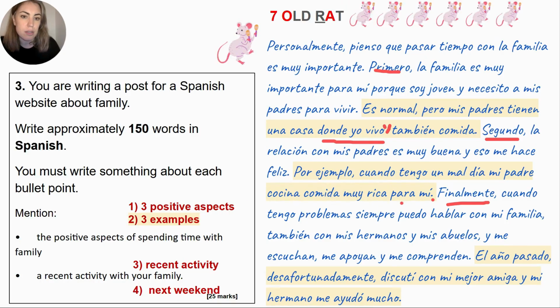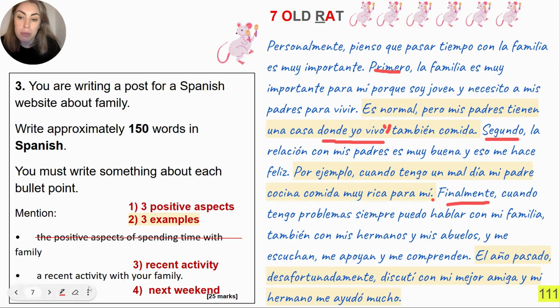Okay, in total, this is like 111 words. It's a lot, I know, but it was 7 lines for the positive aspects and like 6 lines for the examples. It's a lot, but I just want to give you really good quality vocabulary here and structures. Okay, so we cross it out. We've done it. We're happy.